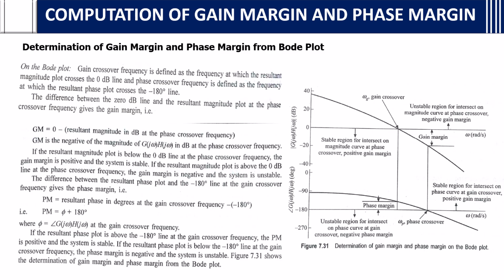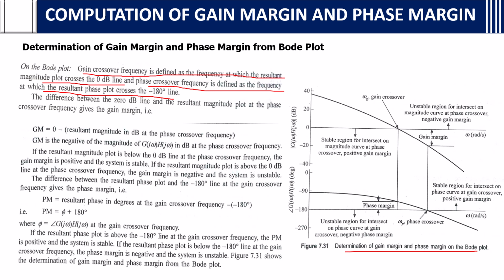This is the given Bode plot. We should find the gain margin and phase margin. On the Bode plot, gain crossover frequency is defined as the frequency at which the resultant magnitude plot crosses the 0 dB line, and phase crossover frequency is defined as the frequency at which the resultant phase plot crosses the minus 180 degree line.